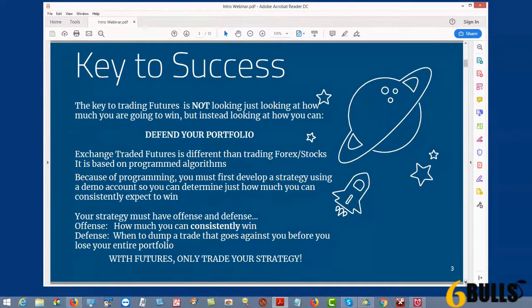And the other element of that strategy has to be defense. When that trade goes against you, and trust me, not all trades are positive, when that trade goes against you, when do you get out of that trade? And holding trades till you no longer have a portfolio is not the ideal situation. And when you're trading futures, because of the algorithms that are part of trading futures, you only want to trade with your strategy. I can't stress this enough. This is really important.